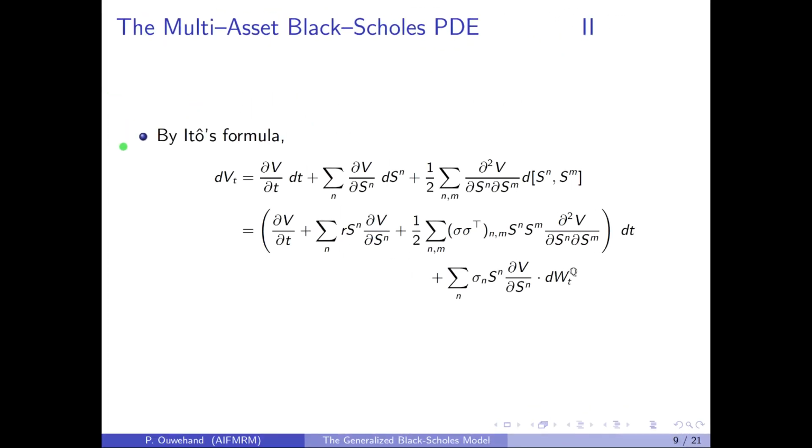If we now apply the Ito formula to V_t, we obtain the following. dV_t is dV/dt dt plus dV/dS_n dS_n, summed over all n, plus a half times d squared V/dS_n dS_m times the quadratic covariation of S_n with S_m, summed over all possible n and m. Now recall that dS_n is just r S_n dt plus sigma_n S_n dW, and hence using the expression for the covariation obtained on the previous slide, we obtain the following expression.